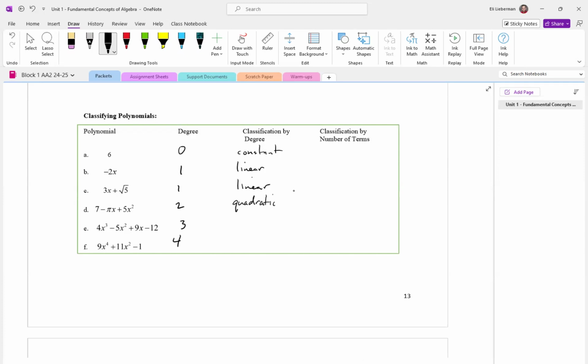But square is associated with quadratic, and we're going to study those extensively in this class. So it's not a square equation, it's a quadratic equation or quadratic expression. E, any idea what that classification would be? Lincoln, you know? Cubic, yes.